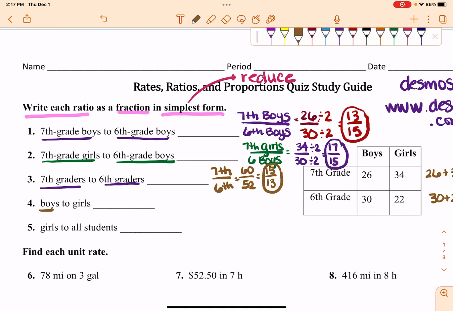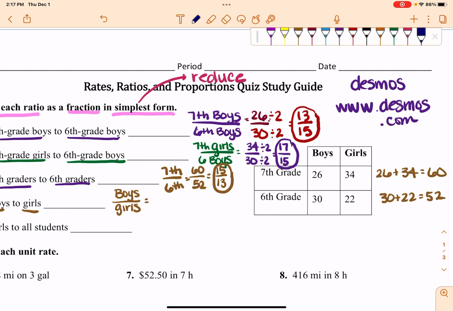Okay, the next one says boys to girls. We have a little bit of an issue in this one because they want all the boys. We know all the boys are in this column, so if I want to know the total of the boys, I have to total those together. So I'm going to add them up. 26 and 30 is going to be 56. That's the boys. To do the girls, I'm going to do the same thing and total that column. So 34 and 22 will be 56. Now we know 56 over 56 is just going to be equal to 1.